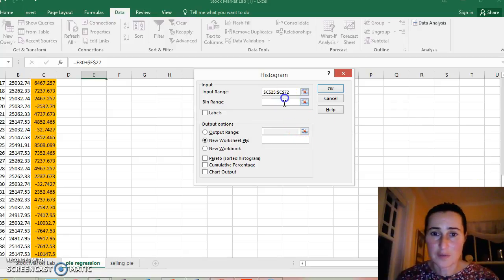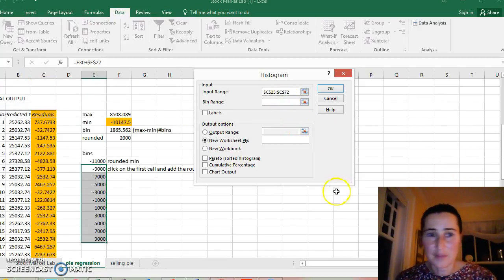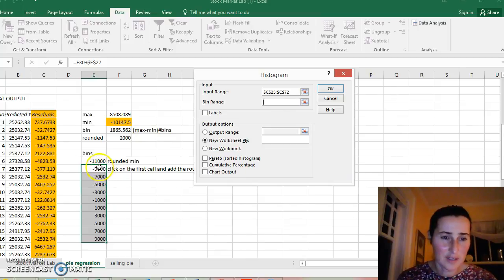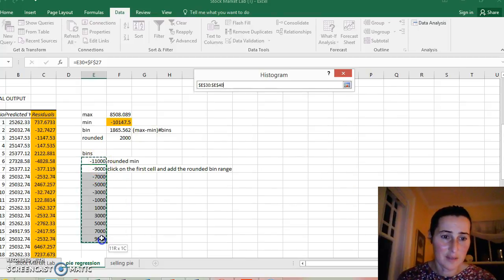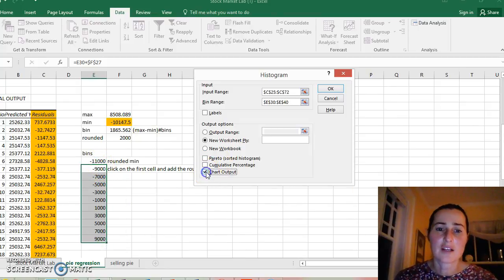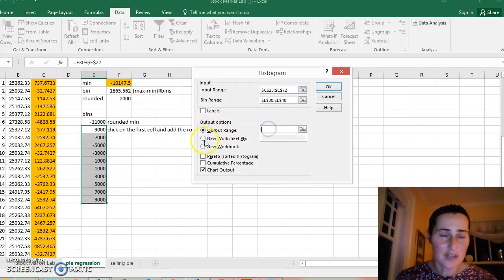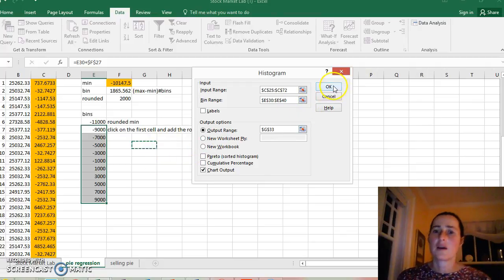Then I'm going to highlight my bins, which are right here, right from the top on down. Okay. I have to click on a chart output. I'm going to actually let the output range be right here. I'll just stick it right next to all the stuff I've got going on.